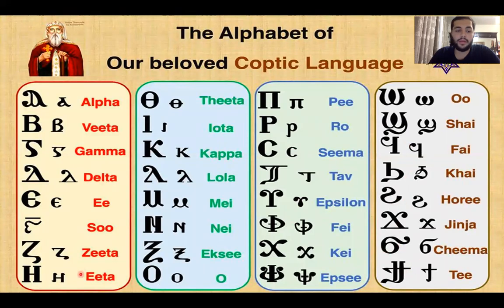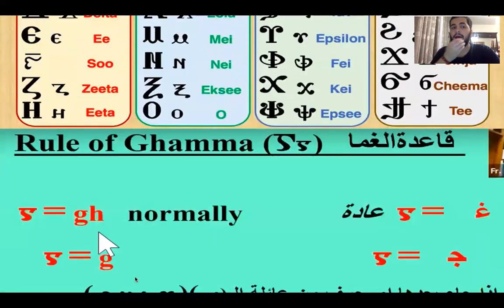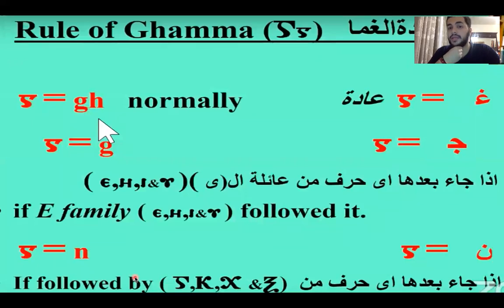All right. Now moving forward, we can all take a look at the rule of Ghamma. Ghamma is the third letter of the Coptic alphabet, and it has three ways to say it. That's the easy way to remember: the third letter, three ways to say it. All right, so let's begin.